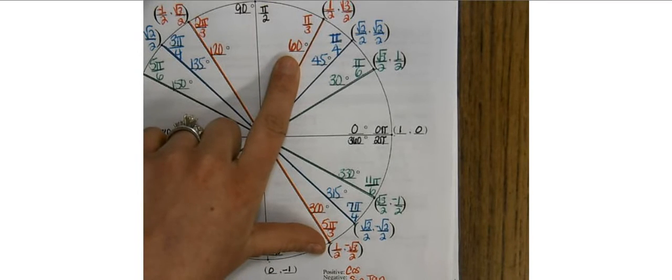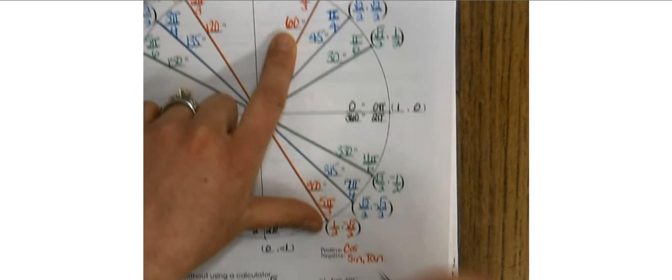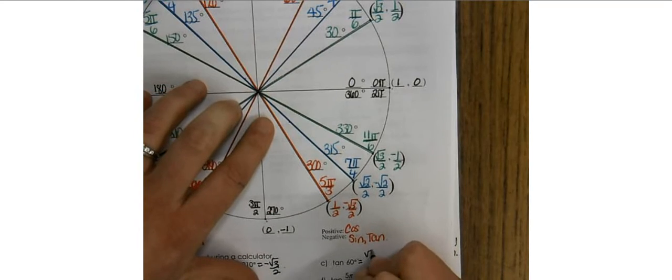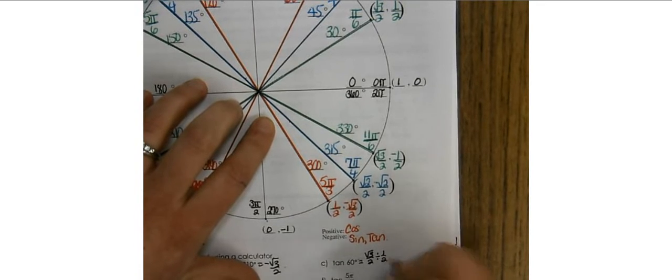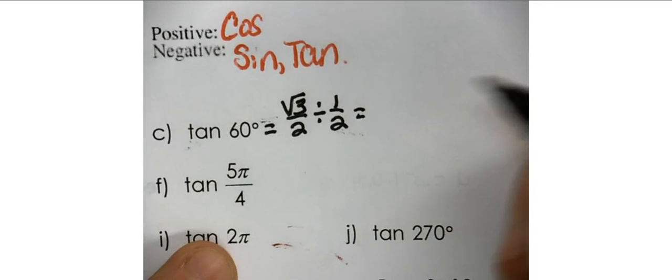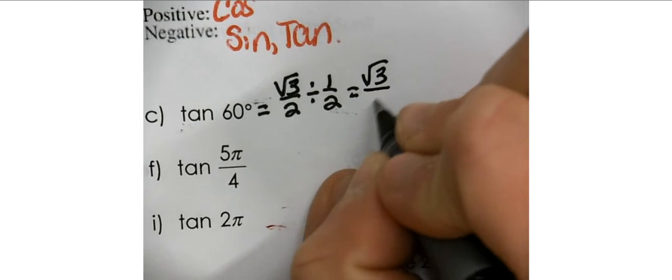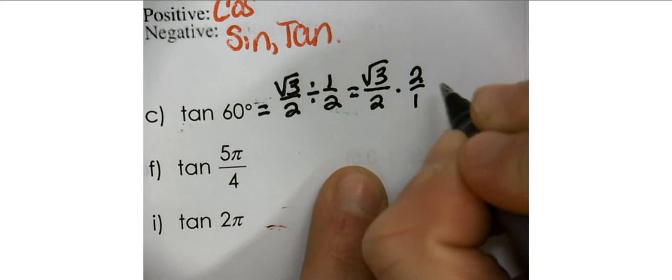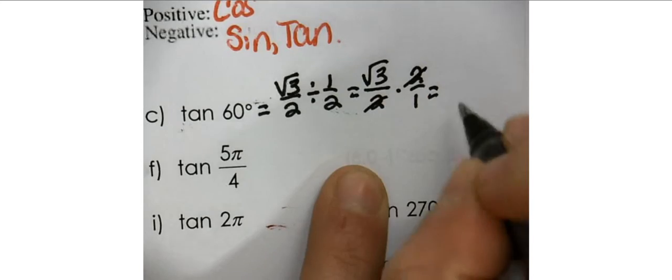Tangent of 60 degrees. If we go to where 60 degrees is, tangent is equivalent to our y values divided by our x values, our sine over cosine. So that's the square root of 3 over 2 divided by 1/2. You can show all of this work if you would like. To divide fractions is to multiply by the reciprocal, so that's the square root of 3 over 2 times 2 over 1. The 2's cancel out, and we're left with the square root of 3 as our answer.